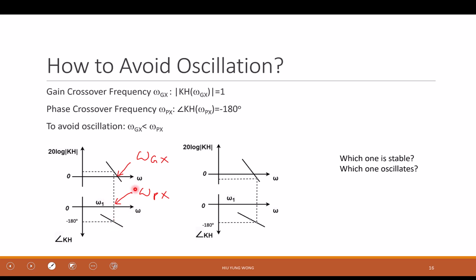Okay, now look at this. I have the phase crossover frequency smaller than the gain crossover frequency, correct? The phase crossover frequency is here. The gain crossover frequency is here. It means I reach negative 180 earlier than the gain diminishes to 1. So when I'm at negative 180, the gain is still larger than 1. So I will run into the oscillation problem, right? So this one will oscillate. Or, instead of saying oscillation, we say it's not stable.